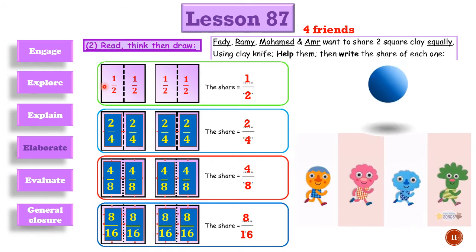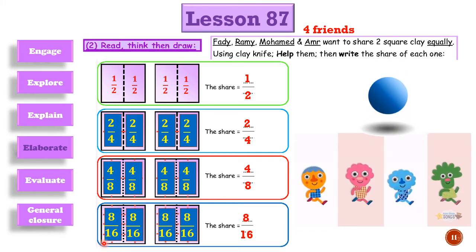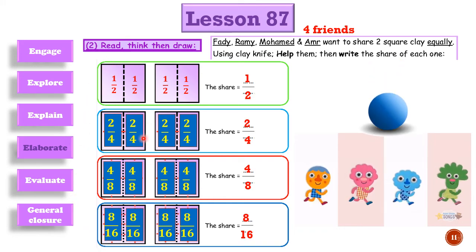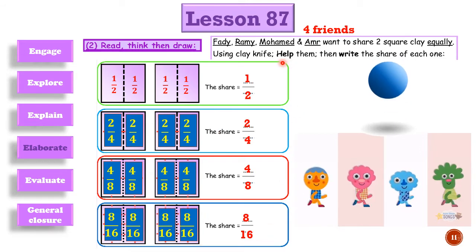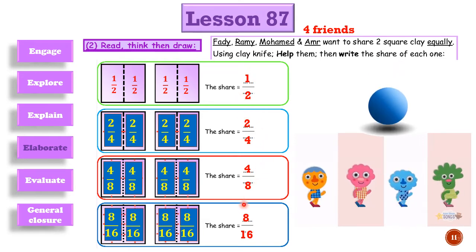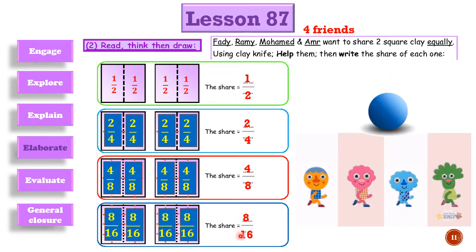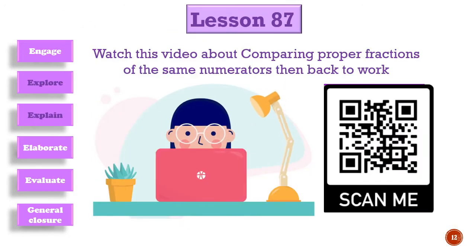Half, 2 fourths, 4 eighths, 8/16. What is the relation between them all? Yes, all of them are equal in value. Half equals 2 fourths equals 4 eighths equals 8/16. Good job. Now let's go into a new concept.